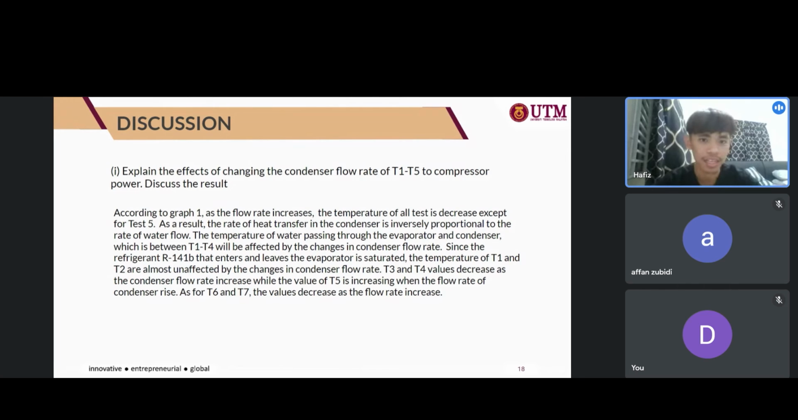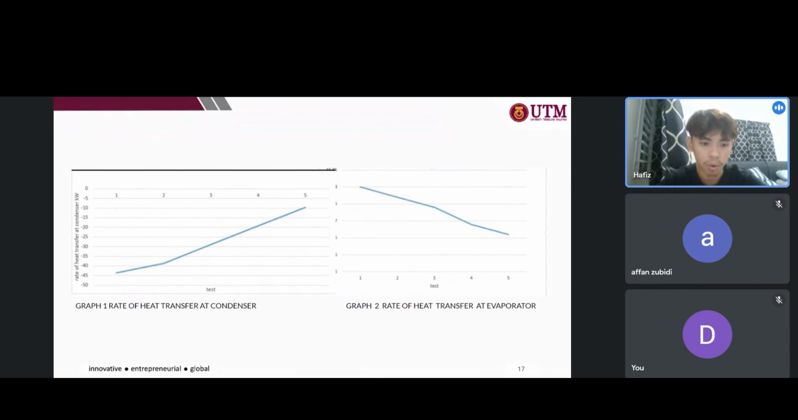Since the refrigerant at 1 and 1B that enters and leaves the evaporator is saturated, the temperatures of T1 and T2 are almost unaffected by the changes in condenser flow rate. T3 and T4 values decrease as the condenser flow rate increases, whereas the value of T5 increases when the flow rate of the condenser rises. As for T6 and T7, the values decrease as the flow rate increases. As you can see, this is graph 1 and graph 2.